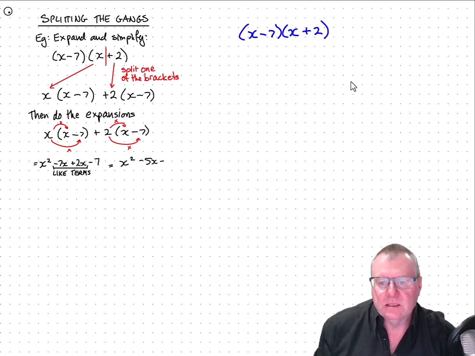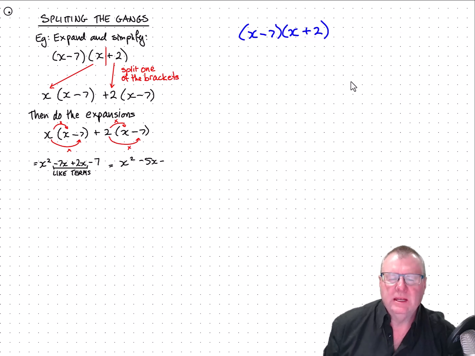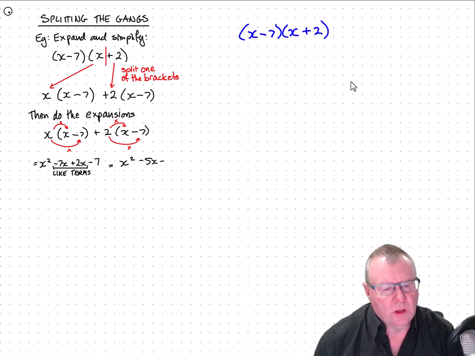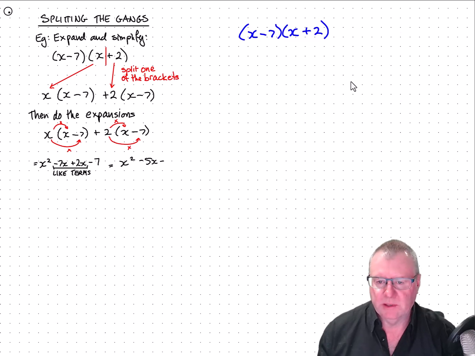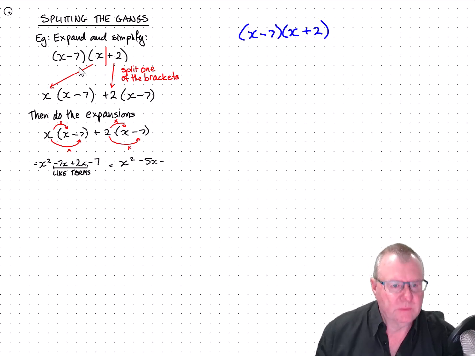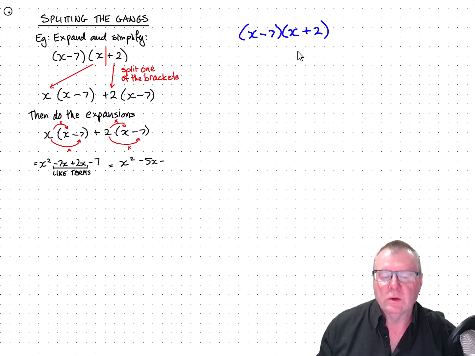Splitting the gangs. It's kind of like a term that I heard many years ago. It's what I like to use to teach this method of what is actually called binomial expansion. But I think splitting the gangs sounds so much better. All right, we've got these two pieces in brackets: x minus 7, x plus 2.